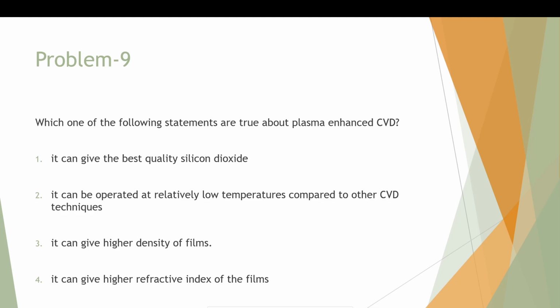Which one of the following statements are true about PECVD, plasma enhanced chemical vapor deposition? It can give the best quality silicon dioxide. It can be operated at relatively low temperatures compared to other CVD techniques. It can give higher density of films. It can give higher refractive index of the films. Which one do you think is the right option?